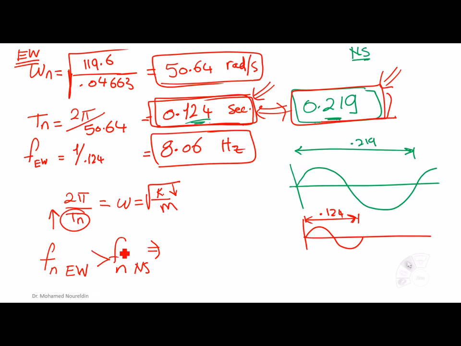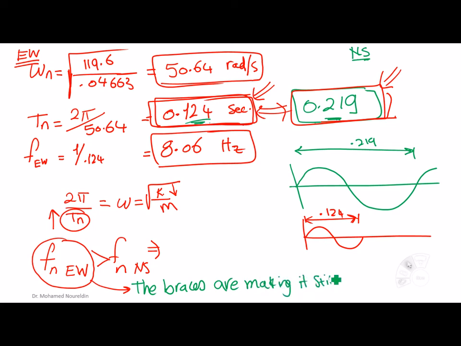So if we are going to put a justification for this, we're going to say that in the east-west, the braces, you can put it here, the braces are making it stiffer. That's the main reason. Okay, the braces make it stiffer. As it can be seen, the natural frequency and period do not depend on the initial conditions of the system at all, as we have mentioned before in the previous lectures.